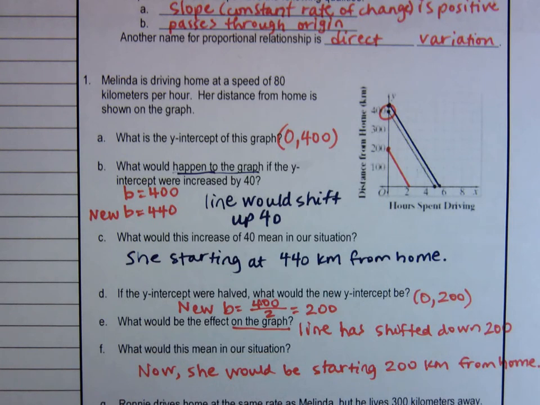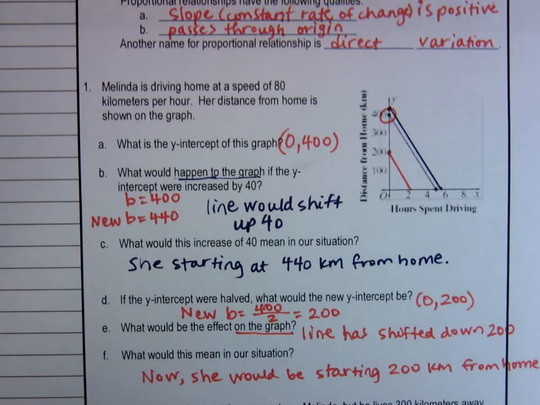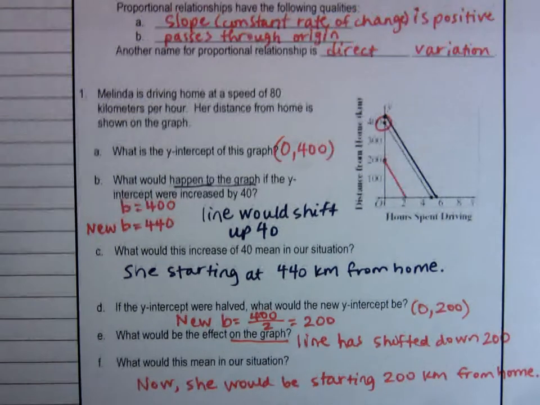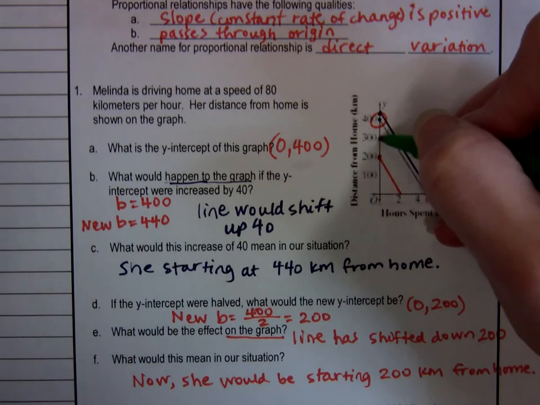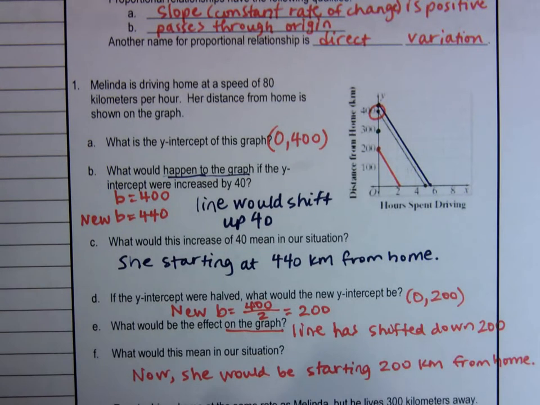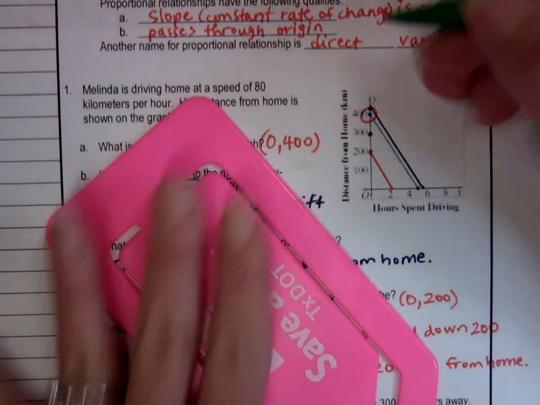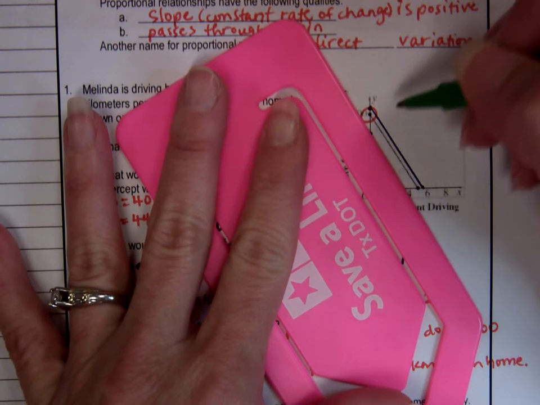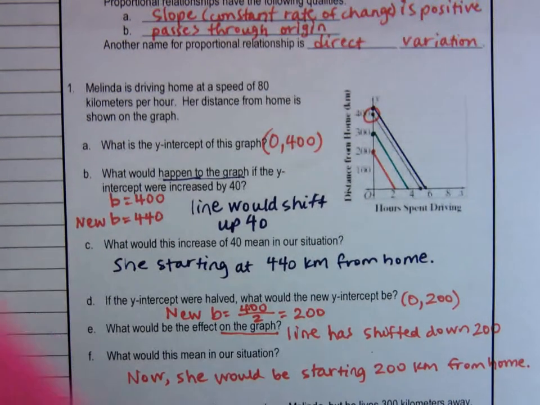All right, so letter G says Ronnie drives home at the same rate as Melinda, but he lives 300 kilometers away. Describe how the graph has changed. Well, let's look at where 300 kilometers away would be. Here would be 300 kilometers. It says we're driving home at the same rate, which means the slope has not changed at all. So again, we're going to have that same slant on our line. We're just starting at 300 instead.